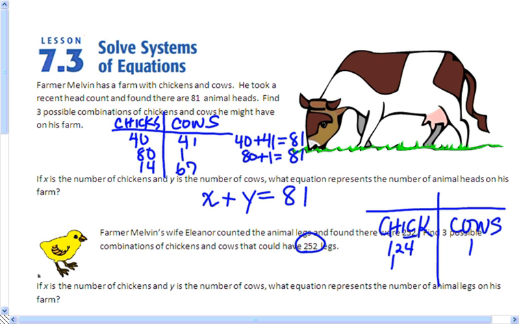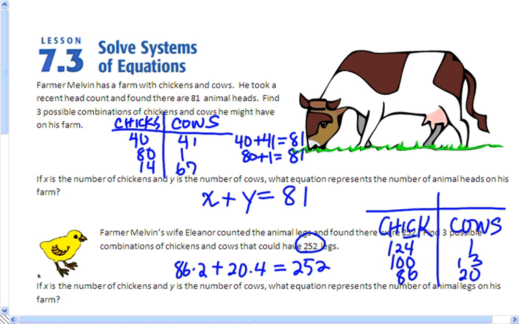Another possibility, let's say we had 100 chickens. 100 chickens takes 200 legs. That would leave us 52 legs left for the cows. If we do 52 divided by 4, that would give us 13 cows. Another possibility would be 86 chickens and 20 cows. And just to show you the math on that, if I take 86 chickens times 2 legs plus 20 cows times 4 legs, add those together, I get 252. So those are how we're finding those solutions. But again, there's a lot of different possibilities here.